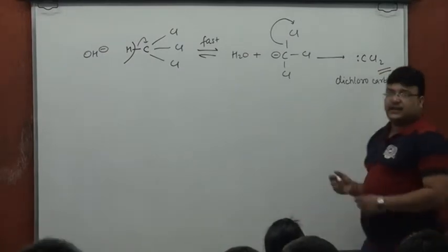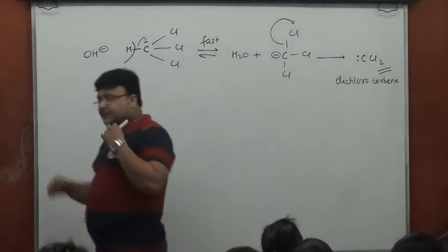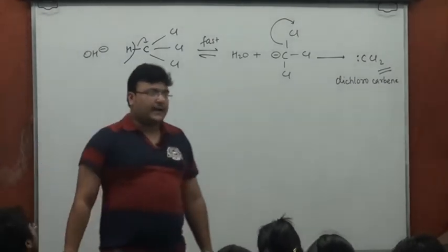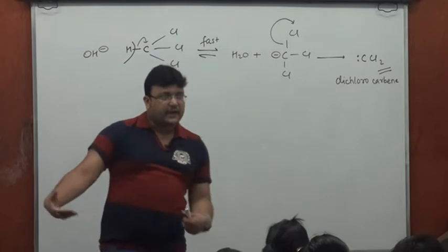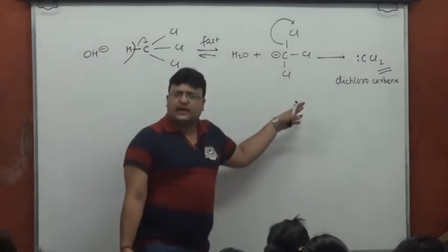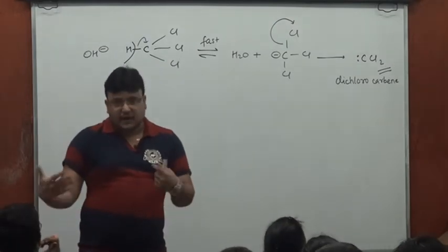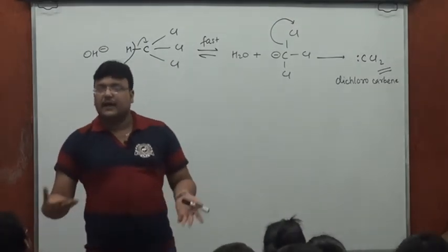Dichlorocarbene is going to be the effective electrophile in Reimer-Tiemann. Fair enough? Again, not a very strong electrophile, not strong enough to attack benzene, not strong enough to attack a normal aromatic ring.